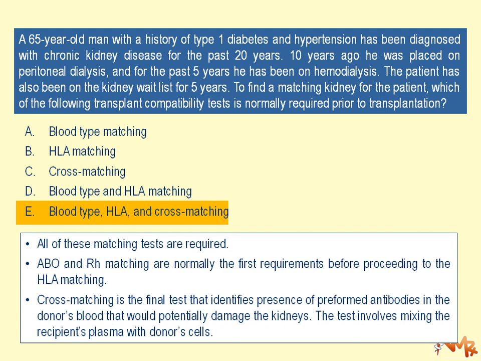Cross-matching is the final test that identifies the presence of preformed antibodies in a donor's blood that would potentially damage the kidneys. This test involves mixing the recipient's plasma with donor cells. So you perform this in a lab. Practically, you simulate with the cross-matching the real transplantation situation. This is the closest procedure to the actual transplantation.